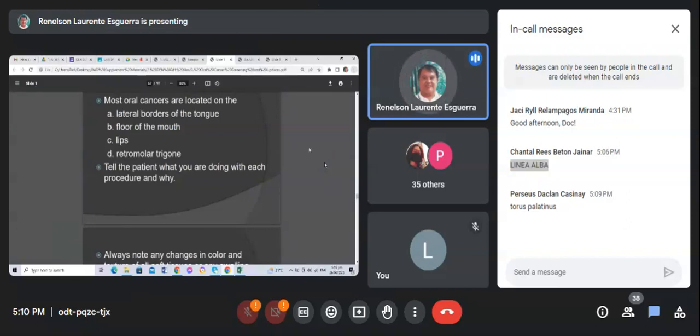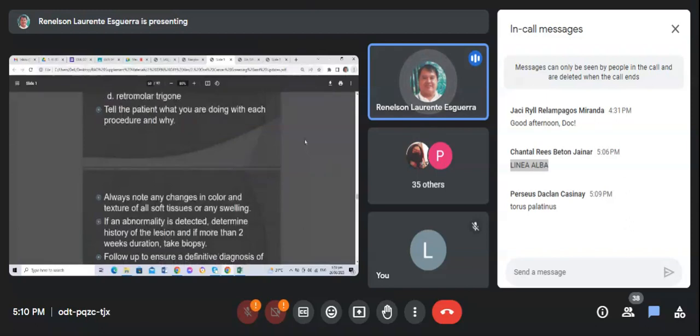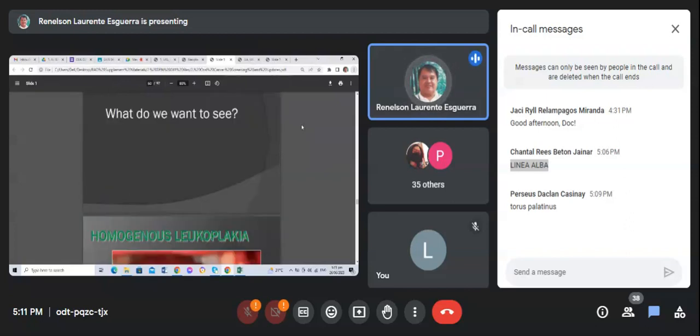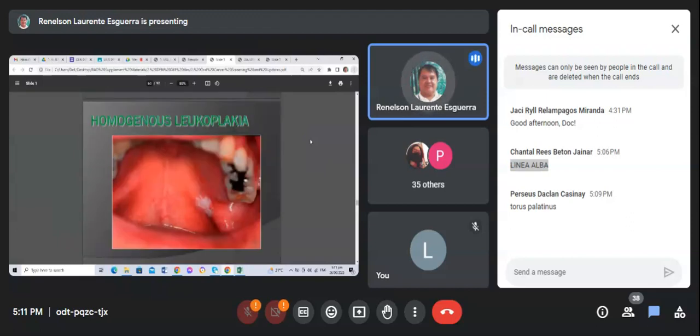So we will now proceed in checking your tongue. I will try to retract your tongue for a bit, like something like that. You have to tell the patient each step you're going to do. Now, what do you want to see for cases? You want to see leukoplakia or white patches.